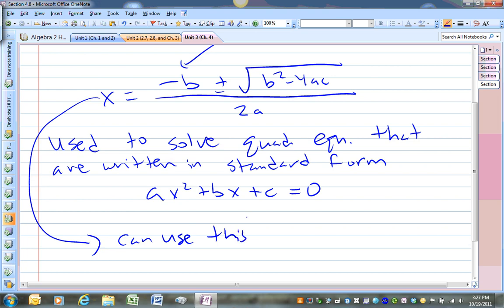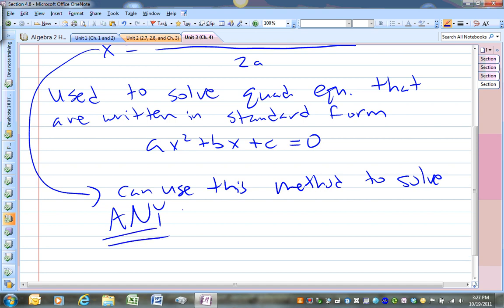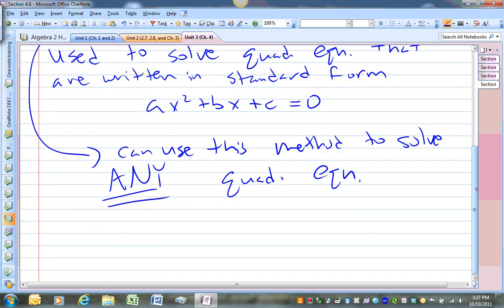You can use this method to solve any quadratic equation. So it's the most foolproof way for solving. Let's start with an example.